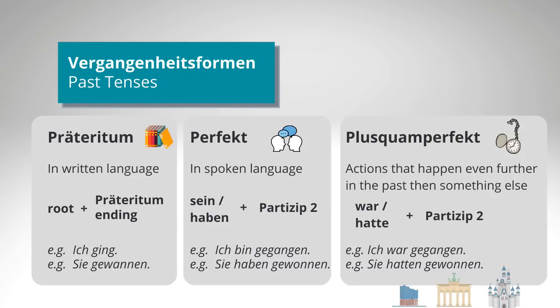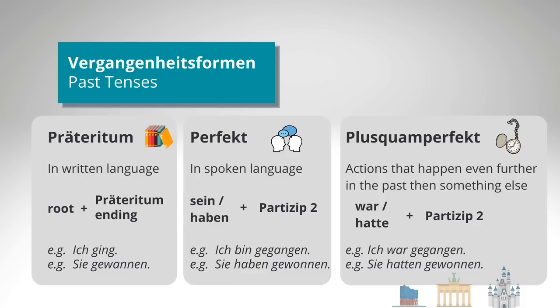And the Partizip 2 is formed by taking the root of the verb and adding ge at the front and t at the back. That's how a regular Partizip 2 is formed. So you can see that our two example sentences don't use regular Partizip 2 forms. Because otherwise they would need to end in t, but they end in en. But as I already mentioned, more on that later.